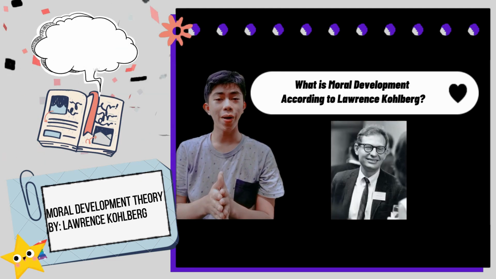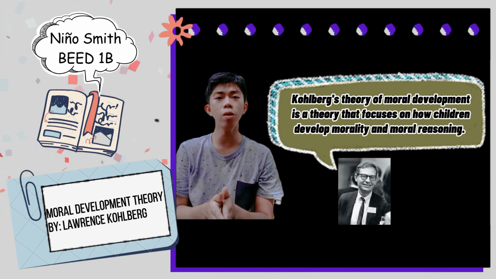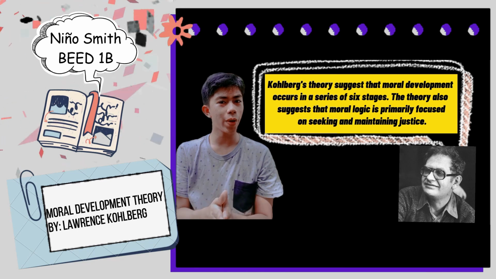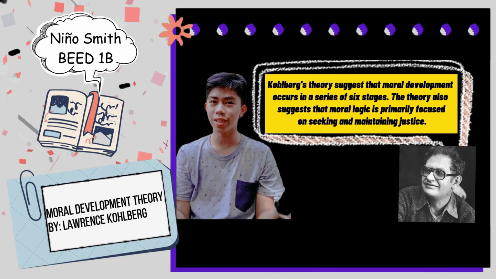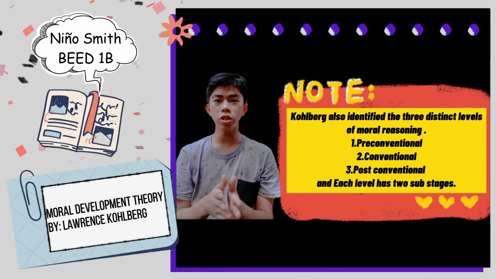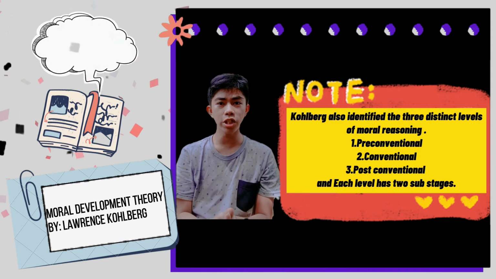What is moral development according to Lawrence Kohlberg? Kohlberg's theory of moral development is a theory that focuses on how all children develop morality and moral reasoning. It suggests that moral development occurs in a series of 6 stages, and that moral logic is primarily focused on seeking and maintaining justice. Kohlberg also identified the 3 distinct levels of moral reasoning: pre-conventional, conventional, and post-conventional.